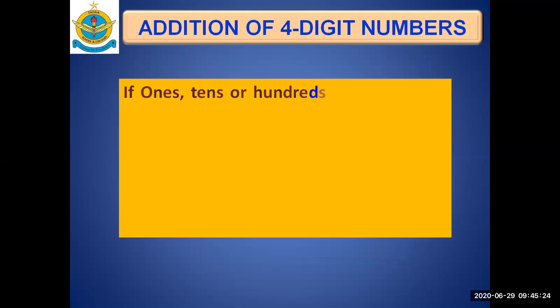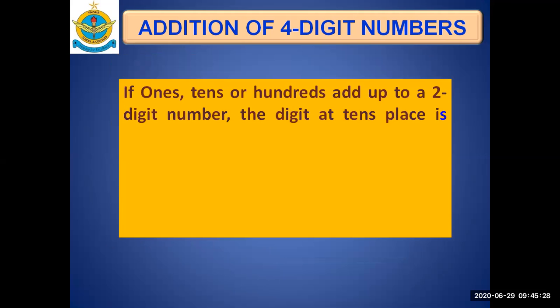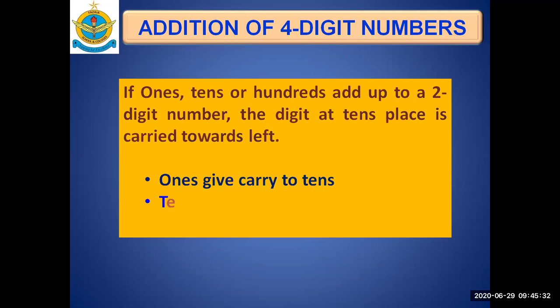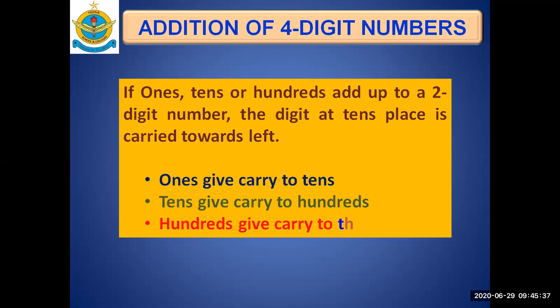If ones, tens and hundreds add up to a 2-digit number, meaning their sum exceeds 9, it's 10 or more, then the digit at the tens place of the sum is carried towards the left. If the sum of ones is more than 10, then it will give a carry to tens. Tens will give a carry to hundreds, and hundreds will give a carry to thousands. And the process goes on for the higher numbers also.